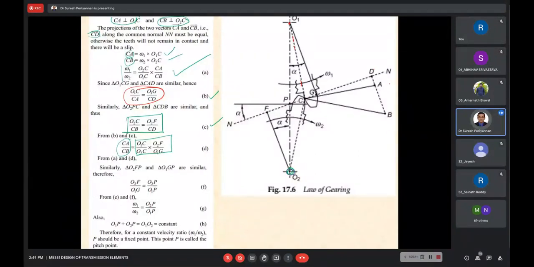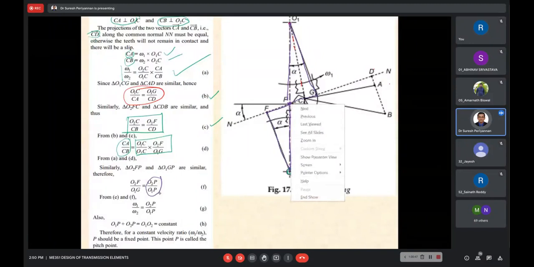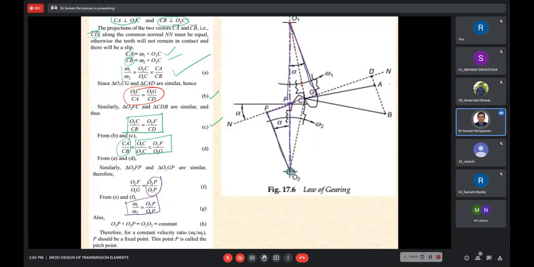Now, this is another similar triangle from gear 2. And with respect to gear 1, this is O1GP. From these two similar triangles, we can find O1G, and as we discussed earlier, O2F divided by O1G is nothing but O2P divided by O1P. Finally, omega 1 divided by omega 2 is equal to O2P by O1P.